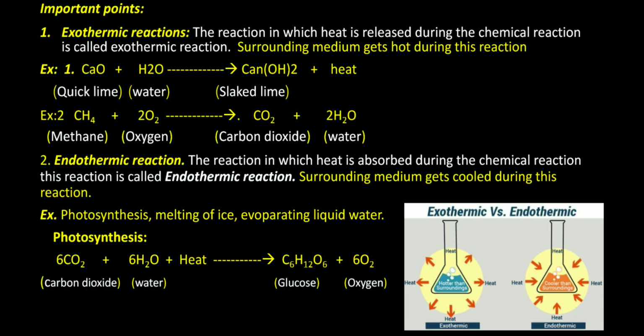Example, photosynthesis: carbon dioxide and water, and then heat, this is the sunlight. When these two, carbon dioxide and water, in the leaves of the tree, we are observing the photosynthesis in the leaves of the tree. By absorbing the carbon dioxide and the water, and then heat, that is sunlight, there is a formation of glucose, and then oxygen is liberated during the photosynthesis.